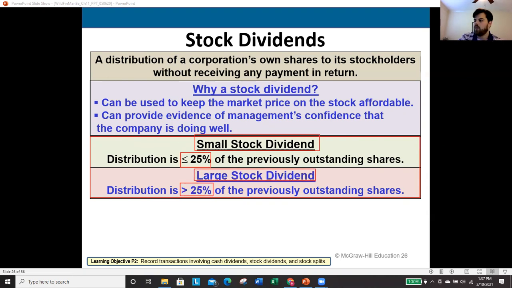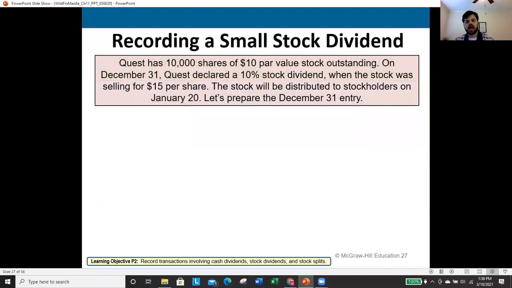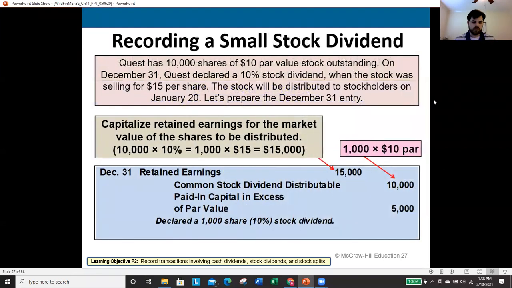Okay? Now, the reason I have to be able to identify small or large is because the actual accounting for them is different. So when I'm dealing with a small stock dividend, I see that Quest has 10,000 shares of $10 par value stock outstanding. On 12/31, Quest declared a 10% stock dividend.